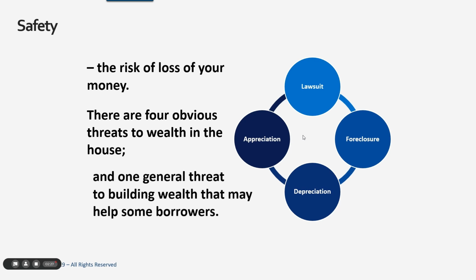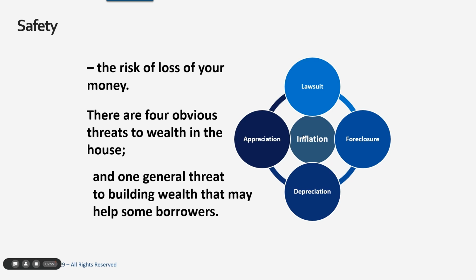There's one general threat to building wealth that may actually help some people, and that's inflation. As things go up and down, the home value goes up. That could help you, but it could hurt you in other areas. Appreciation is an interesting one as well. Why would appreciation be a threat? Because it could mean your property taxes and homeowners insurance go up, and all of a sudden maybe you can't afford those things, and it creates a problem. So that's safety.